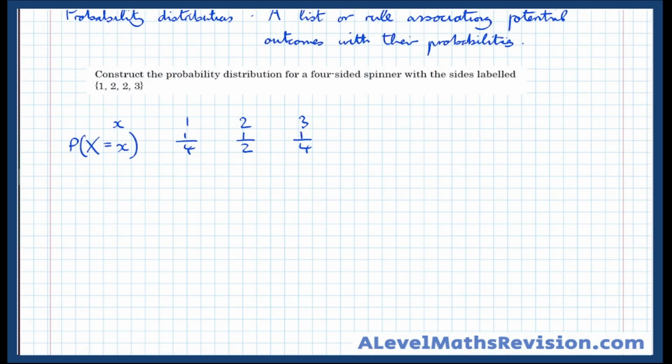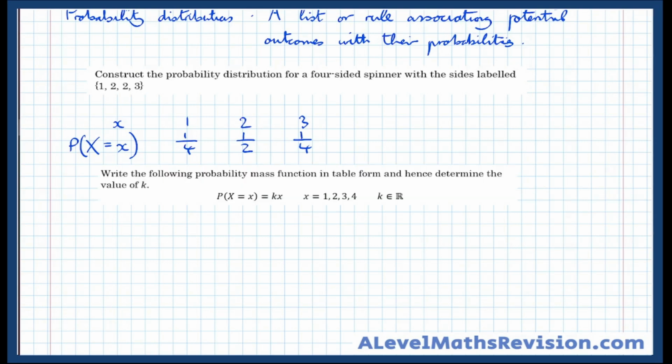We can express a probability distribution in a different way, not just as a list or a table, but using a function. Here's such an example. Write the following probability mass function in table form and hence determine the value of k. A function that relates outcomes to probabilities is called a probability mass function, as you probably already guessed from this question. So let's have a look.